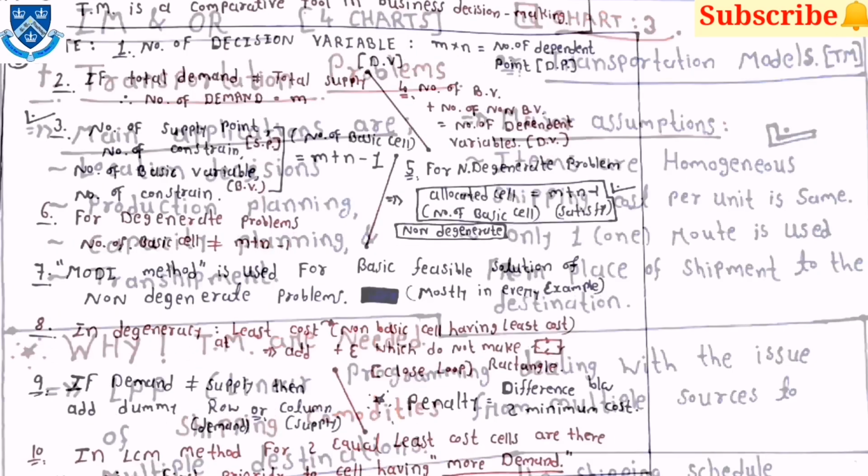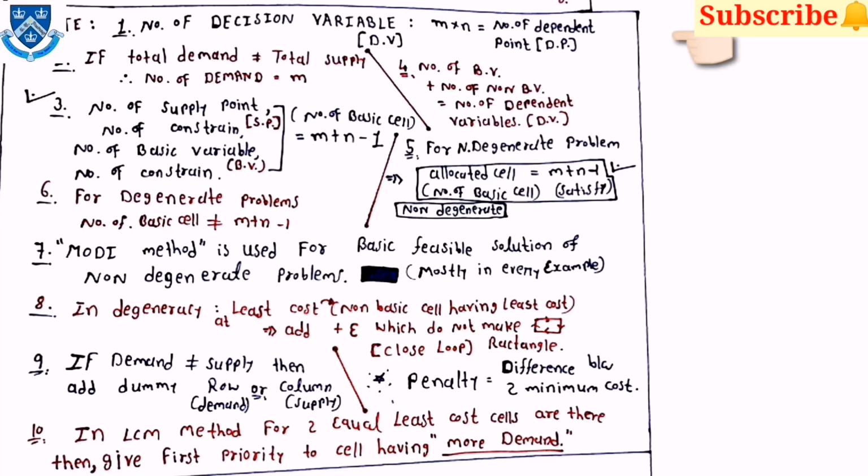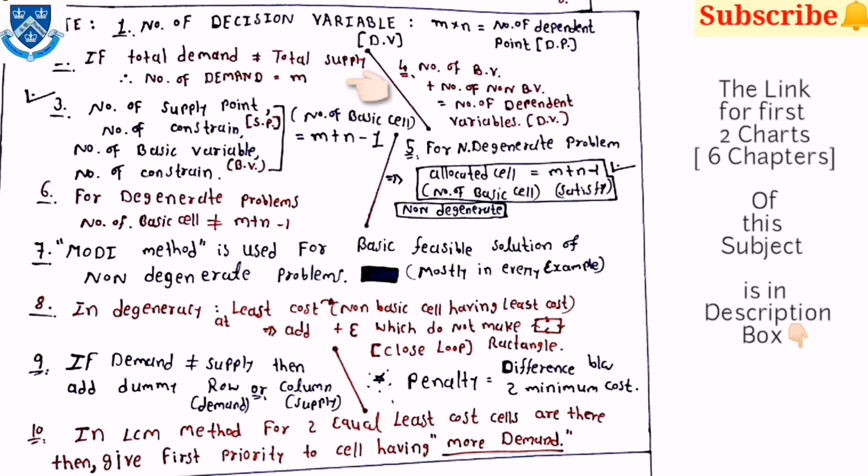Now there are some notes which are very important from the GATE examination point of view. First, the number of decision variables is equal to m cross n, and also you can say the number of dependent points. Second, if total demand is not equal to total supply, then the number of demand is equal to m. Third, the number of supply points, or the number of constraints or number of basic variables, is equal to m plus n minus 1.